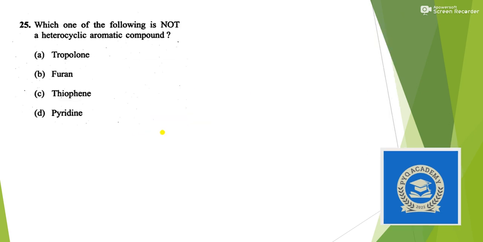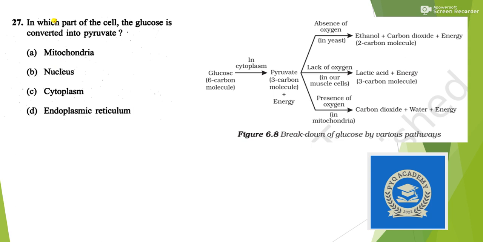Okay. Then which one of the following is not a heterocyclic aromatic compound? Answer is tropolone. No need to know from where it has been taken, or it has no relevance. It was just a factual question. So just know the answer. Answer is option A.